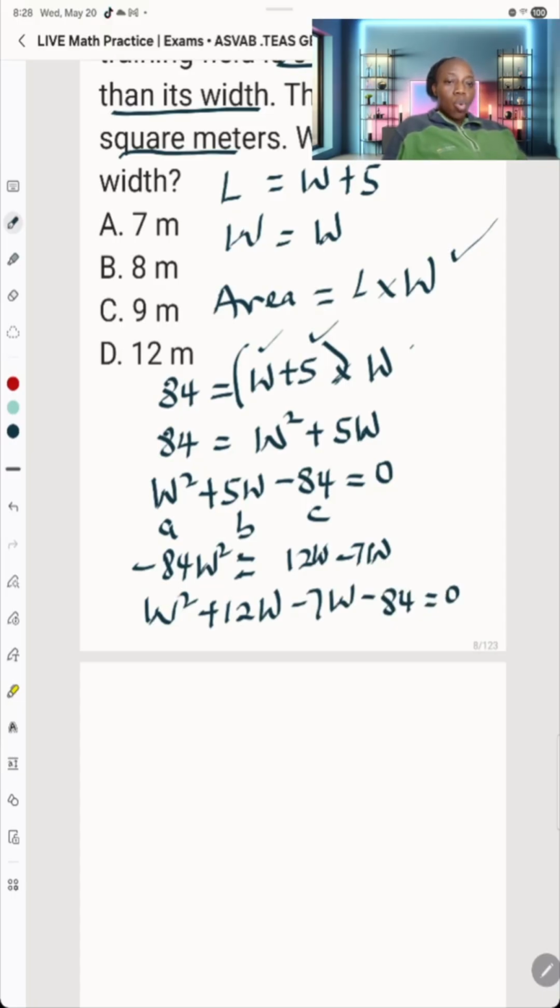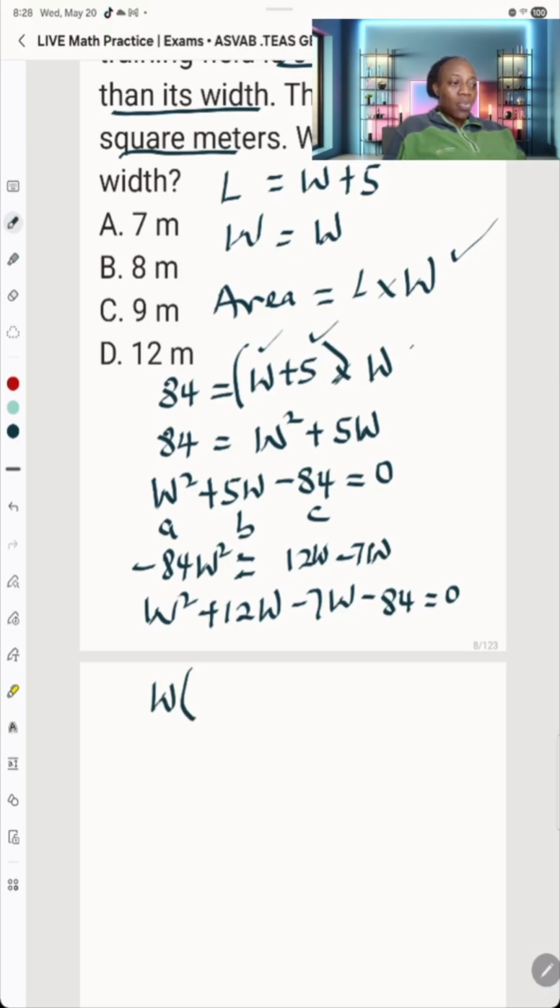So we can now group and factorize. Group and factor it. So what is common? Which factor is common between width squared and 12 width? That will be width. Into how many width?